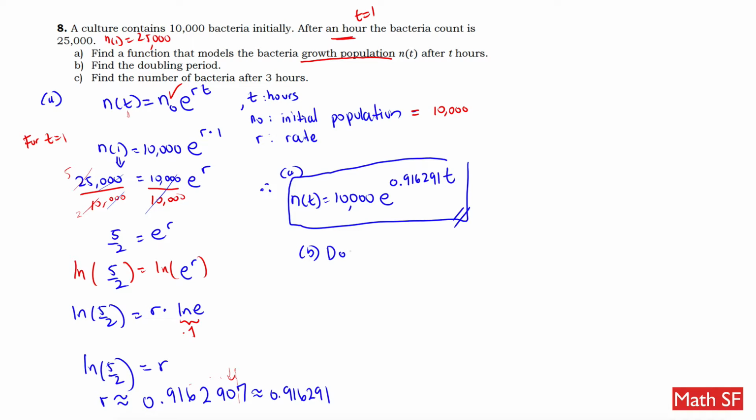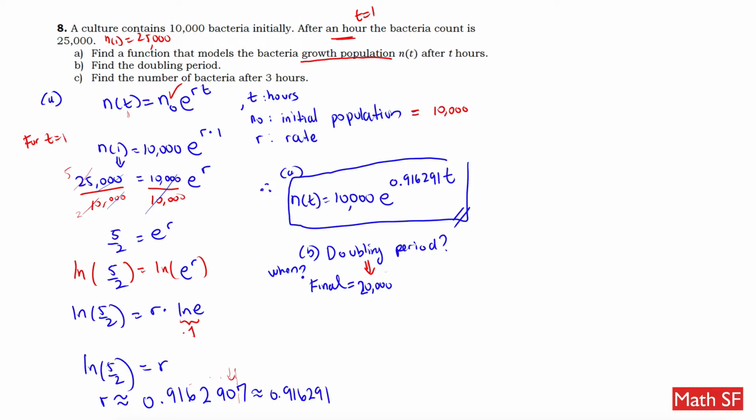Part B, doubling period. What does it mean? What does the doubling mean here? The doubling means when will you double the initial value. Well, it's pretty much asking you when the population will be a final of 20,000. If you double 10,000, it will be 20,000.